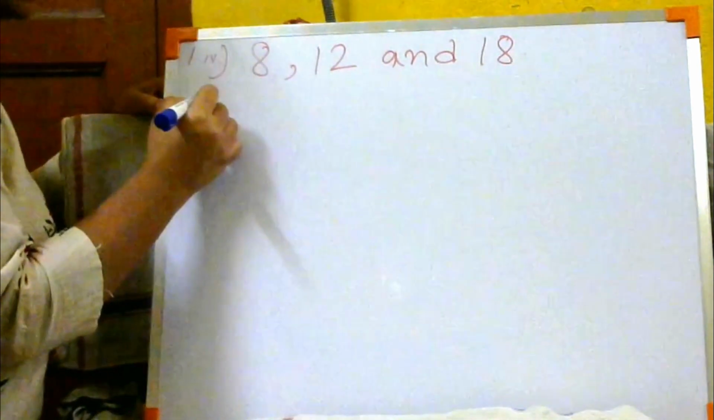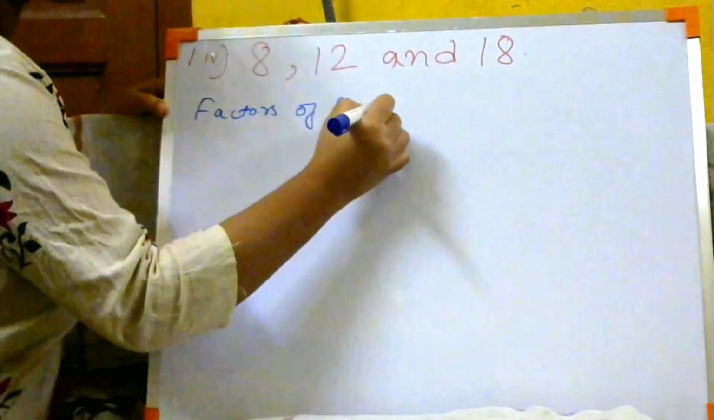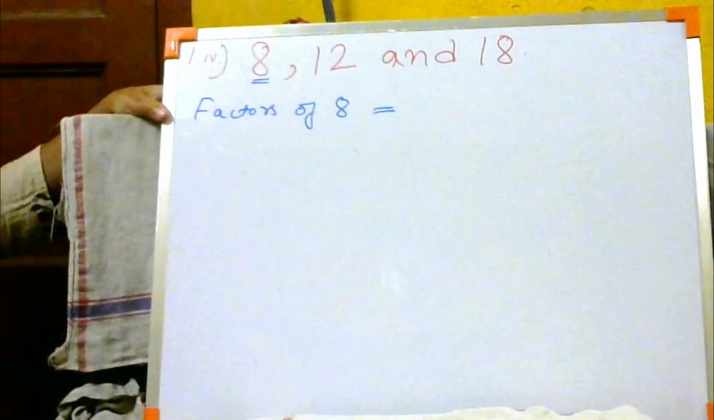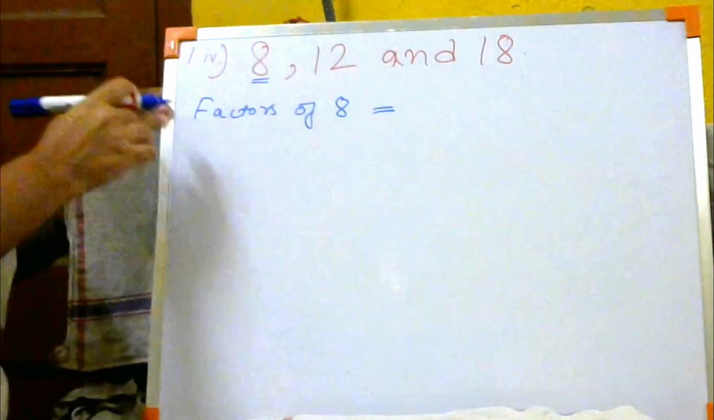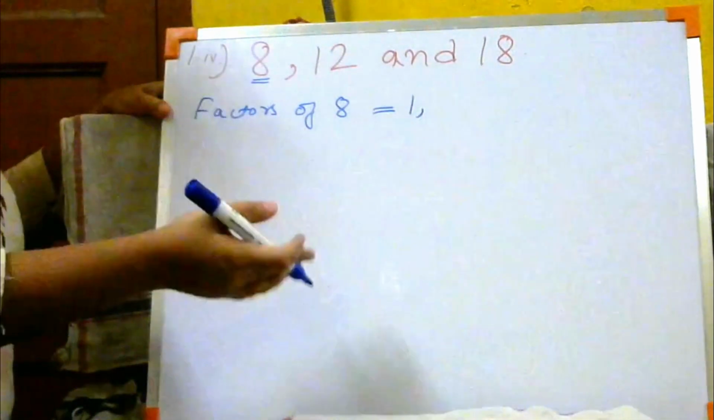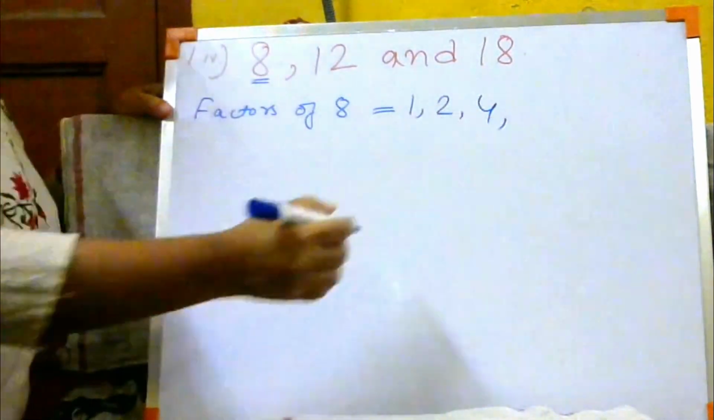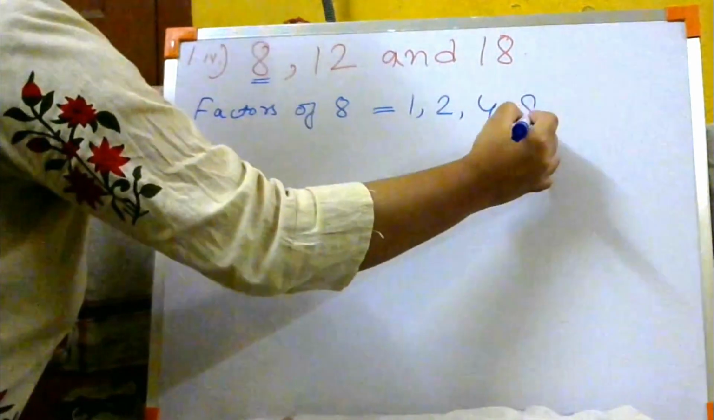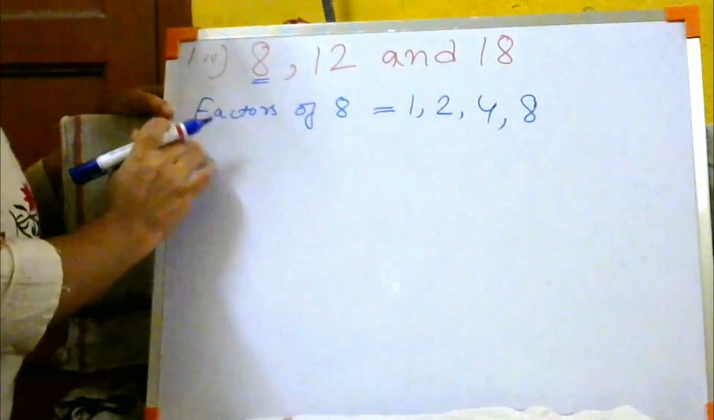First we are going to write the factors of 8, the first number. Again I am repeating, what do we mean by factors of 8? Those numbers which are multiples of 8. So factors of 8 are, first of all, it goes in the ones table, 1 8s are 8. Then we have 2, 2 4s are 8. Then we have 4, 4 2s are 8. Then any other number? No, it's only 8 remaining, 8 1s are 8. So these 4 are the factors of 8.